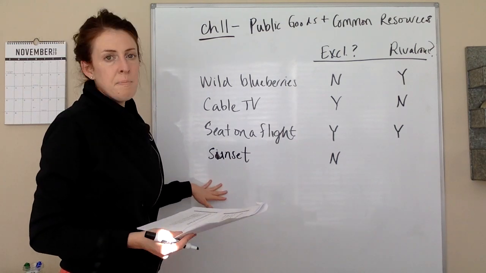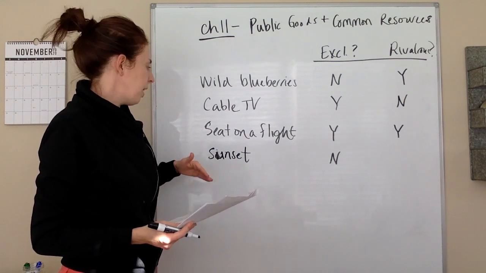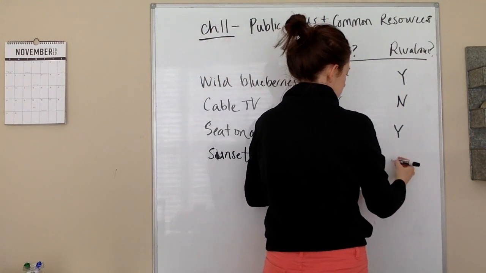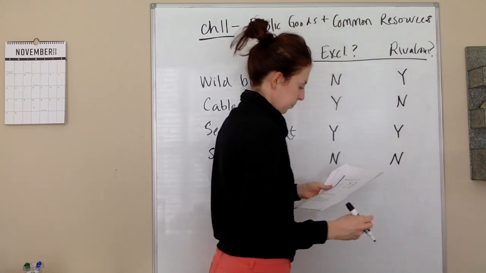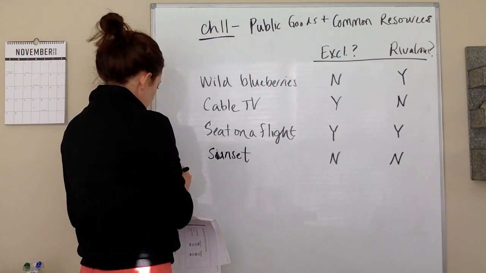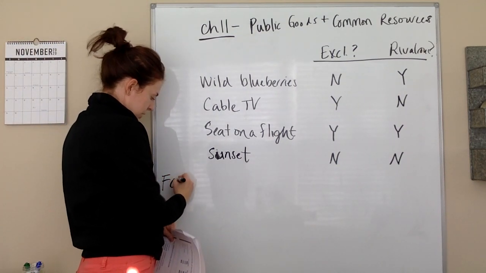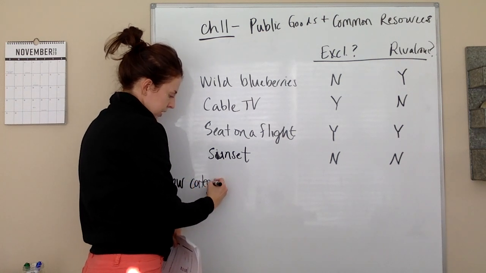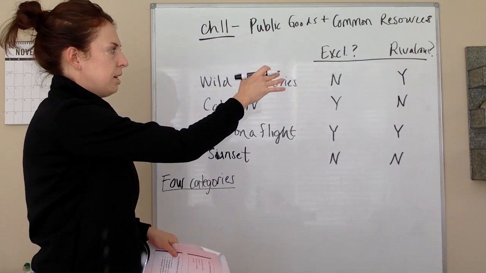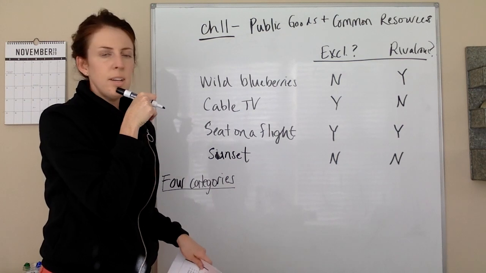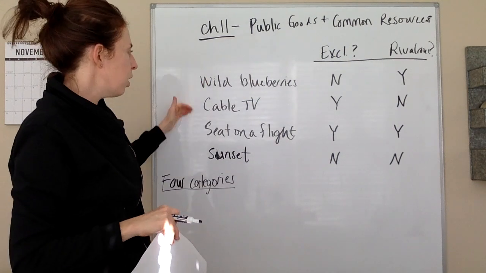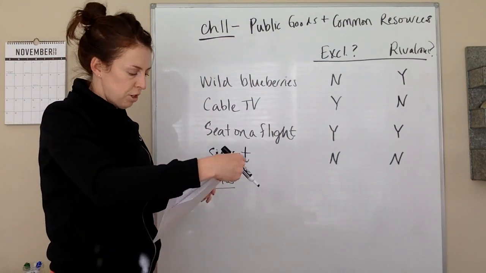Okay, is it rivalrous? It is not, because if I go outside one night and I enjoy the sunset, that doesn't prevent my neighbor from doing the same thing. So it is neither excludable nor rivalrous. Okay, so this is going to give us 4 categories. So again, we take each of the features, excludability and rivalrousness, and we can characterize each good as yes or no for each one of these things. This gives us 4 possible outcomes or 4 possible categories of goods.